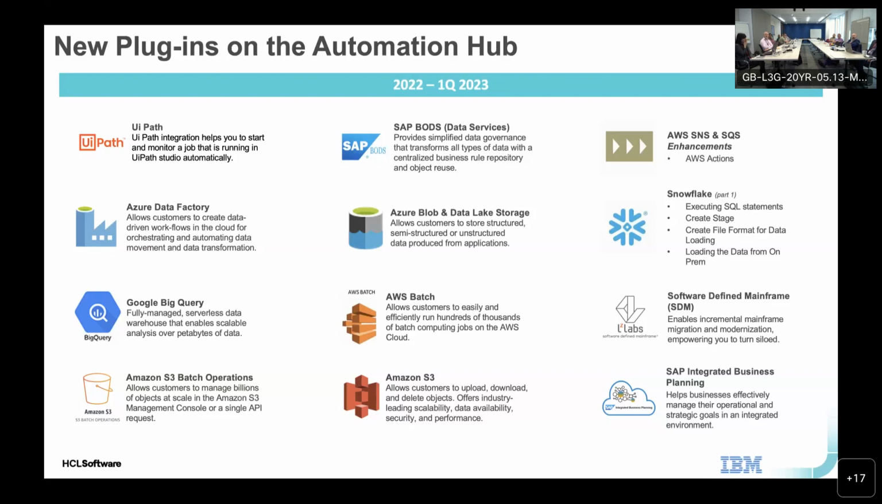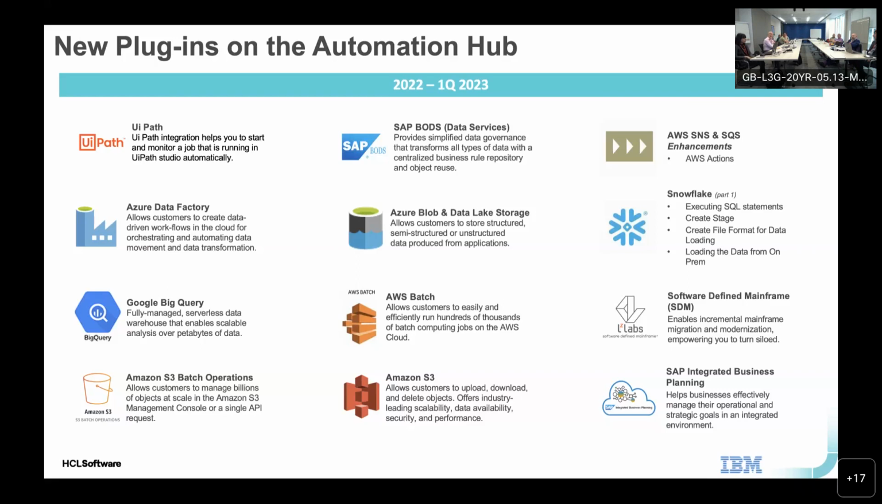Amazon S3 and S3 batch operations are all related to AWS objects and the way to manage that, also with batch operations. Same goes for AWS Batch. Then we have more in the data pipeline area, Azure Blob and Data Lake Storage. And SAP BODS, this is Data Services. It's a SAP utility in ETL, basically.